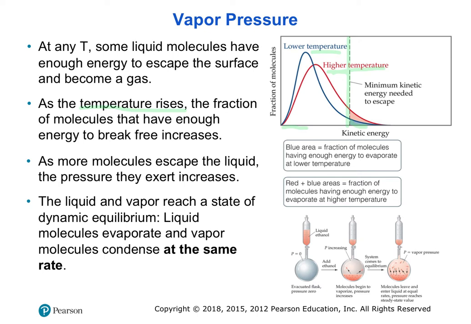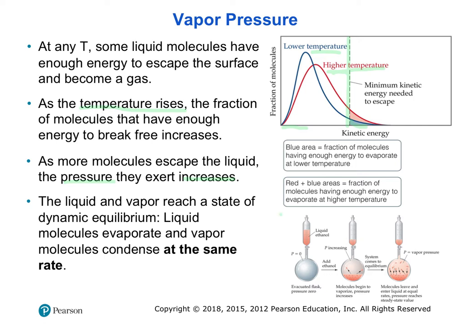And as the molecules go from the liquid phase into the gas phase, if we're in a closed container, those gas molecules are going to exert a pressure. As we get more molecules going into the gas phase, we're going to have a higher pressure, so the pressure will increase. If we have a closed container, there's going to be a point where that pressure isn't going to go up anymore if we keep the temperature consistent.